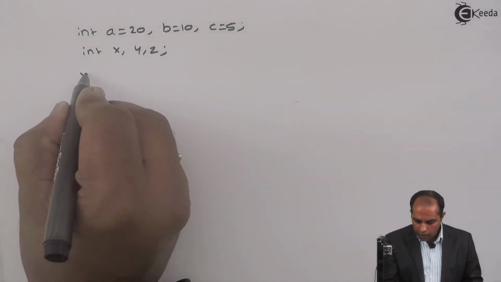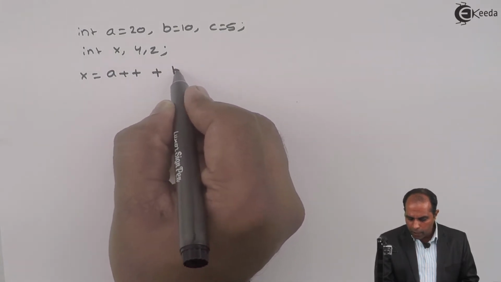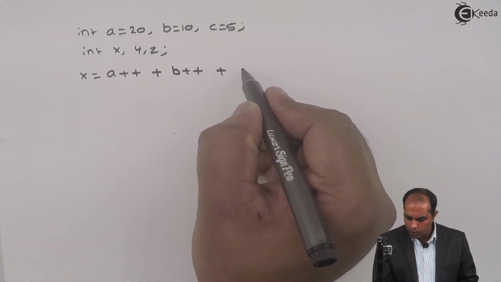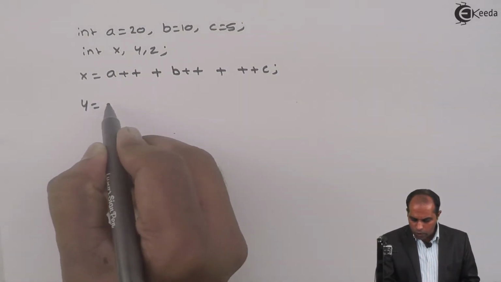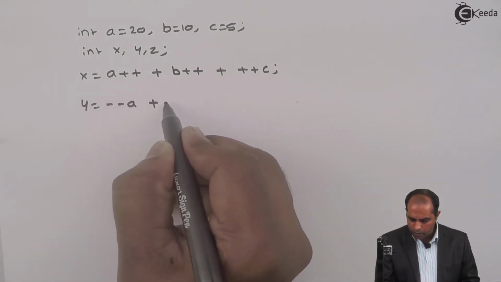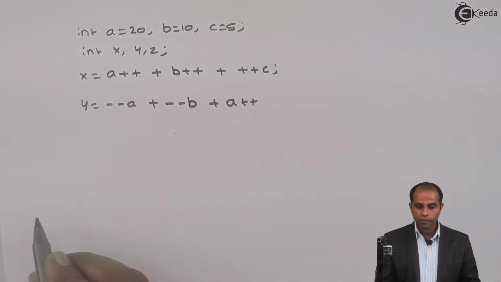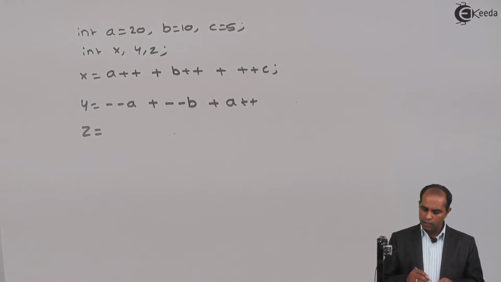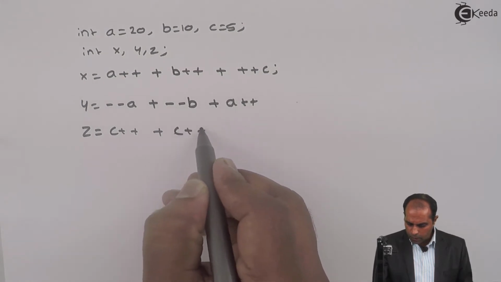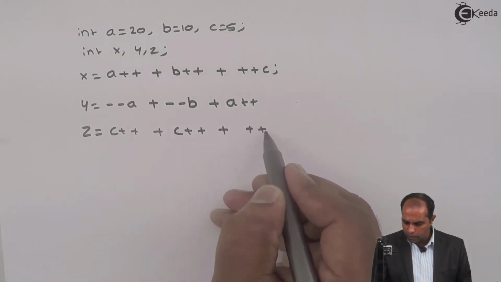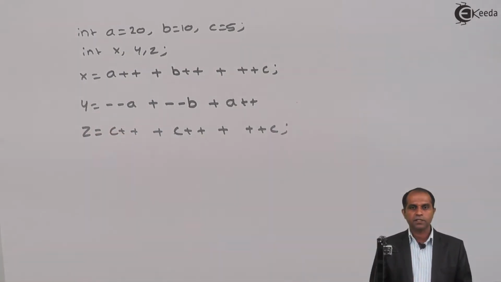Assume that I have an expression as x equals A plus B plus, I'll put a space and then I'll say plus C. Let me write one more expression as y equals minus A plus B plus, I'll say A plus. Let me use one more variable as z and construct a random expression as say C plus, C plus, I'll say plus C. Now I have to evaluate x, y and z in these cases.